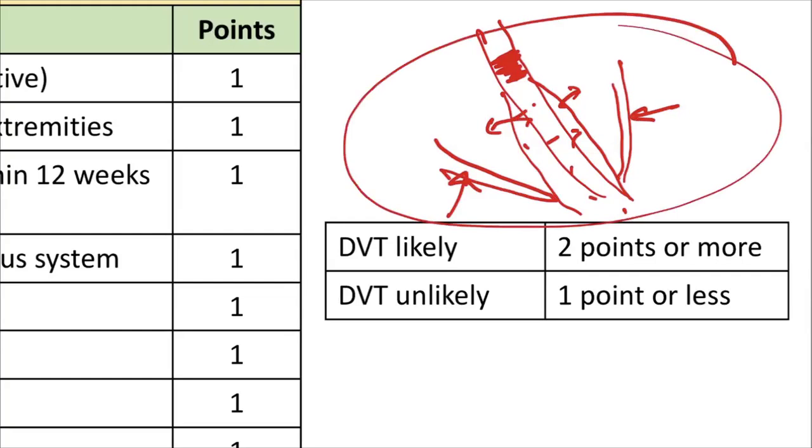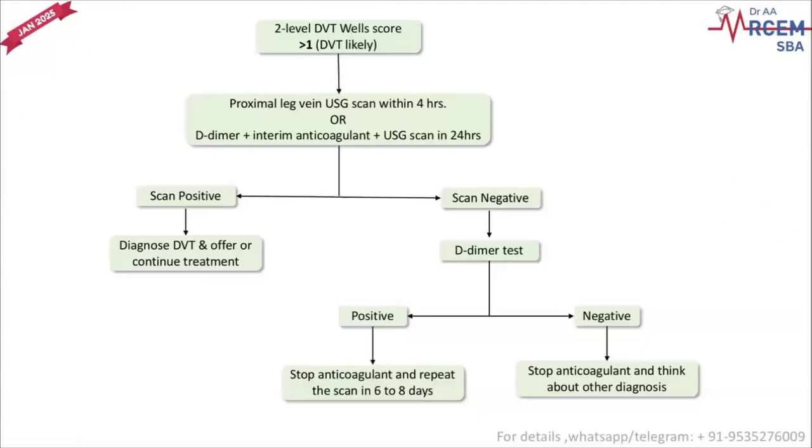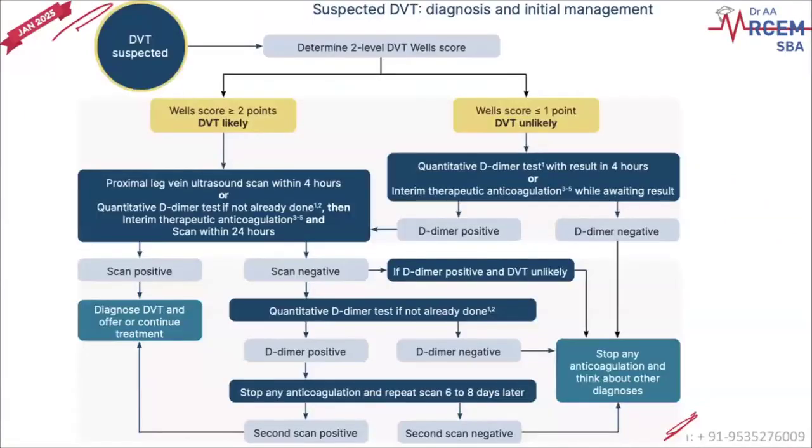This is another way to remember it. So DVT, when you are suspecting, how to investigate. This is what is given. This I have broken down. It causes a lot of confusion if I go through this algorithm, so I have made up my own algorithm. It is derived from the NICE guidelines.